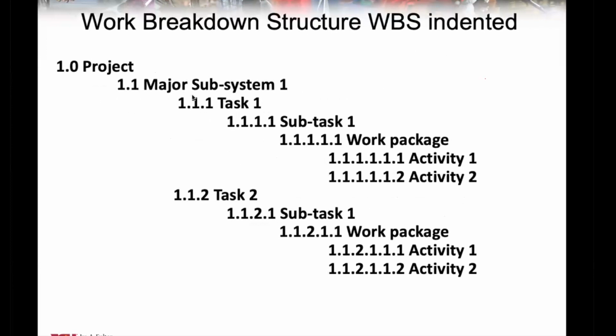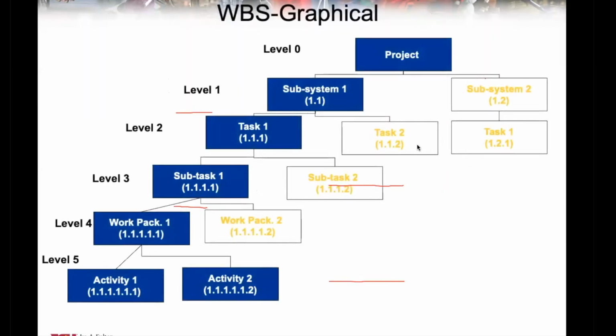And there's an indented version, like in one project, what is the major subsystem and what's the task? These numbers are unique. So this is 111, this is 112. So it's unique numbering happening here. Okay. And then you probably see it this way, which is graphical. Most of the time you will see WBS as graphical.